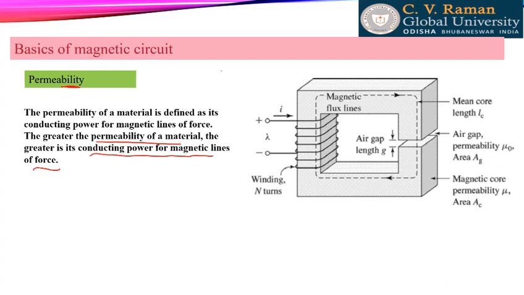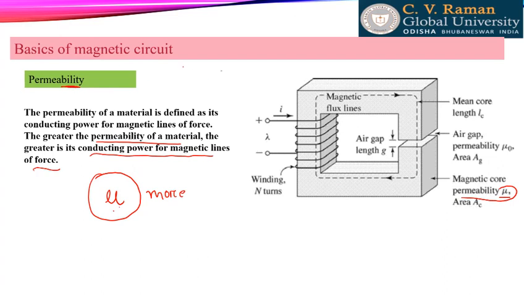So if one has more permeability, it is denoted as mu. You can see here it is written, magnetic core permeability denoted as mu. If mu is more, it will allow more magnetic flux inside it.